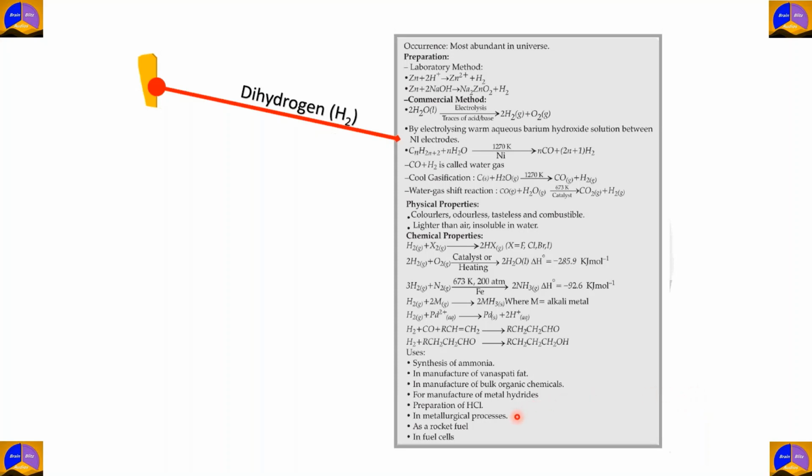Now, dihydrogen has been used in metallurgical processes. It is a very good reducing agent. And dihydrogen has been used as a rocket fuel. Now, in rockets, we use liquid dihydrogen with liquid oxygen to fire the rocket into the sky at great speeds. And dihydrogen has finally been used in fuel cells. It is also used in welding, as the combustion of dihydrogen gives you a very high temperature.